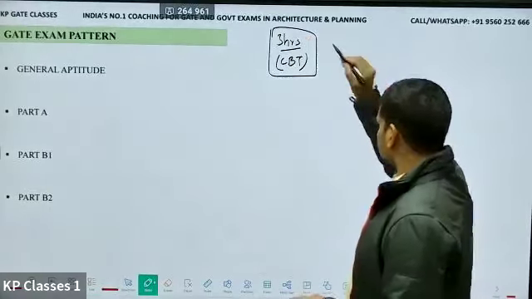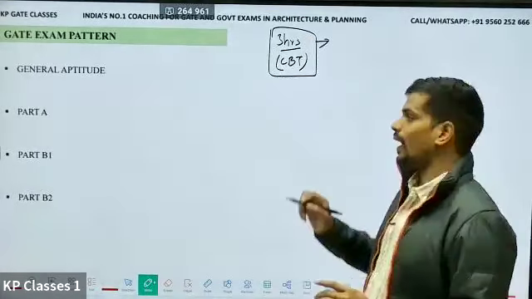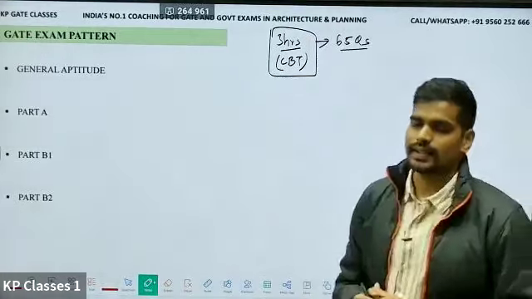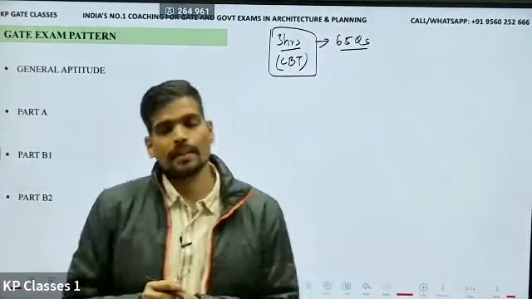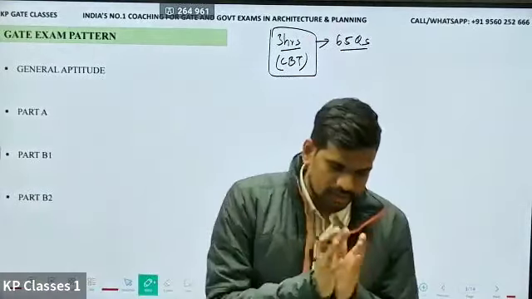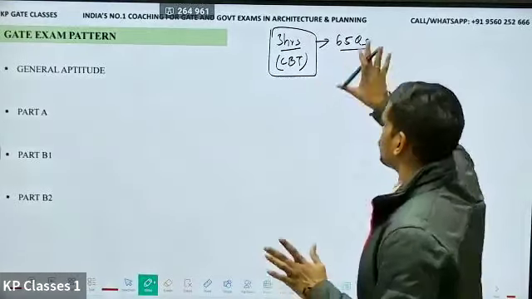It's a 3 hour examination. And the total number of questions you need to answer in the examination will be 65. In 3 hours, you need to answer 65 questions. So that will give you an average time of more than 2.5 minutes per question. The timer is not provided question wise. It's just 3 hours overall.